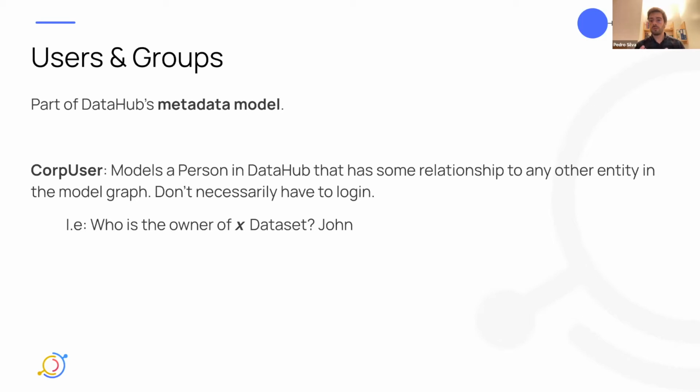And you want to do this to answer questions like, who is the owner of X? Who has worked on Y, right? So an example here could be, who is the owner of X dataset? In this case, it would be John, but it could very well be Mary or Jane or someone else. And you want to have this sort of information in DataHub.